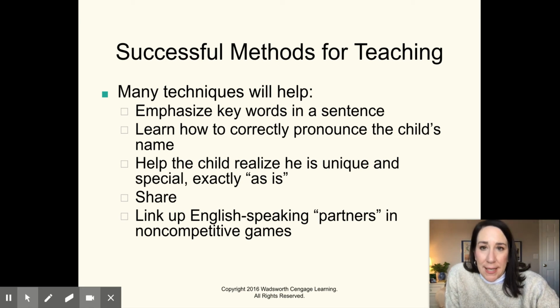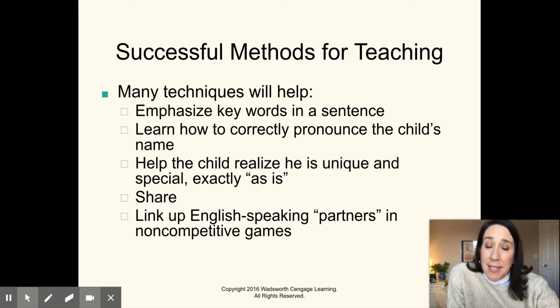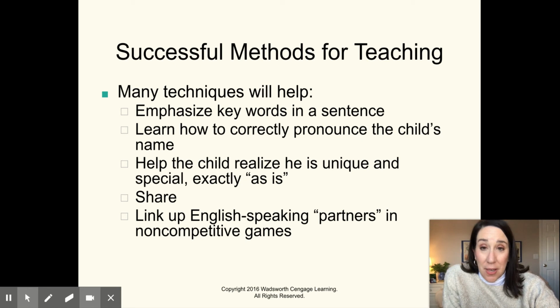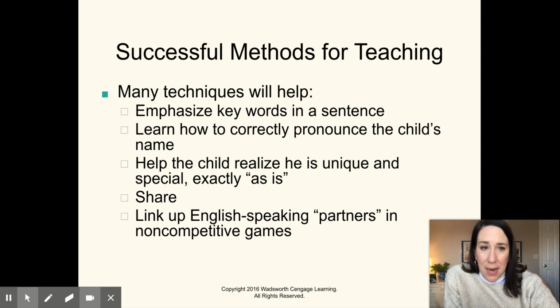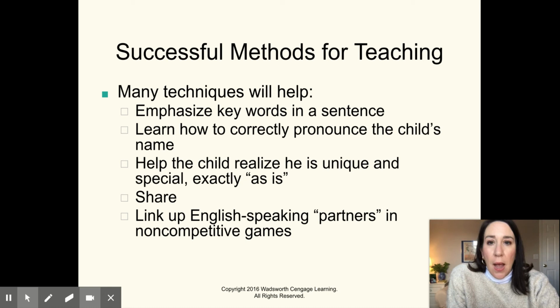Successful methods for teaching: emphasize keywords in a sentence, right? When you're reading a book to them, talk about what the important words are. And you know what the words are based on where they are developmentally. If they're an infant, it might be cat. Oh, the cat says meow, right?